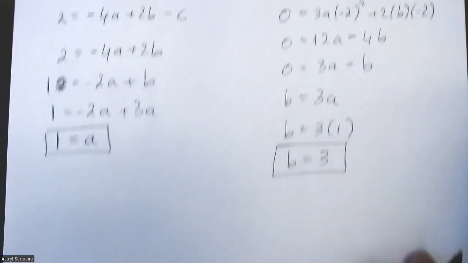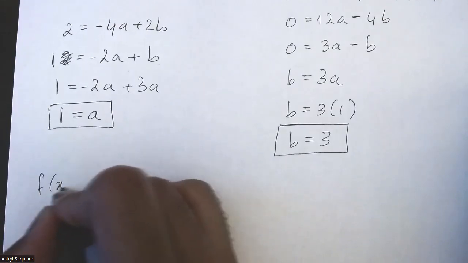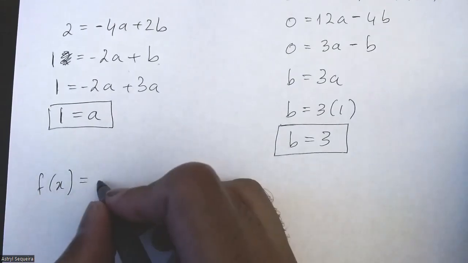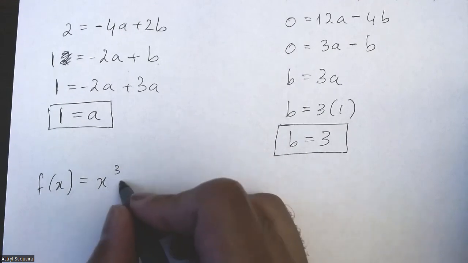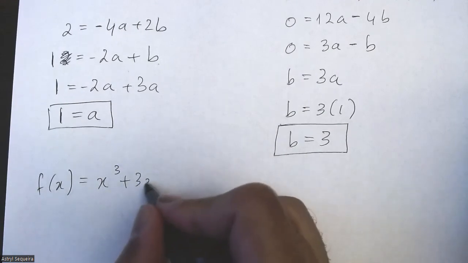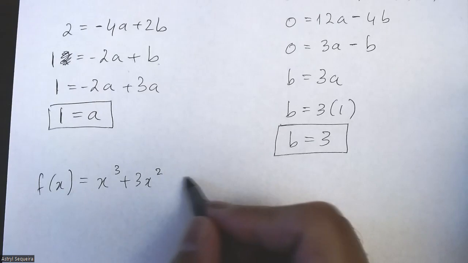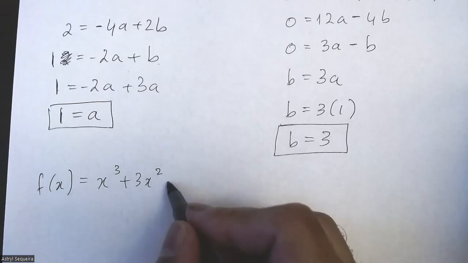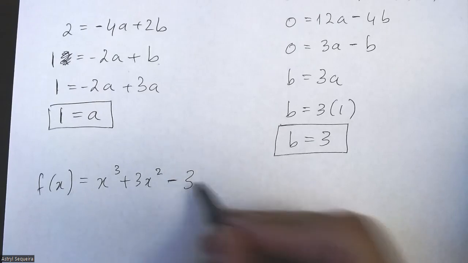So I know that the equation for this cubic function is f of x equals, a is just 1, so I don't even need to write it. So x cubed plus 3x squared. C is 0, so there's no x term, and then d is -3.